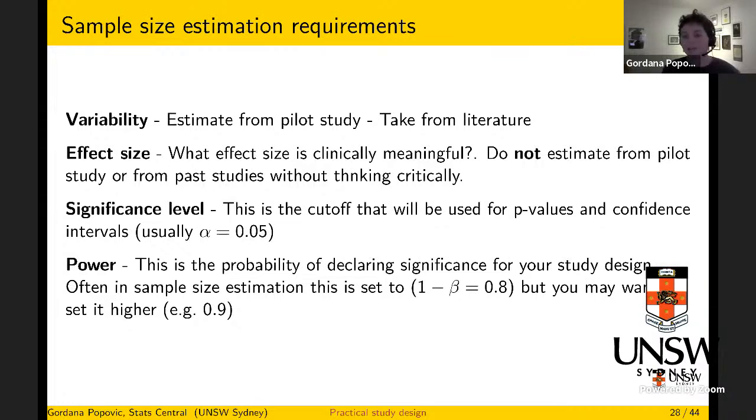The usual values that people use, especially for ethics, are either 80 or 90%, so 0.8 or 0.9. I would suggest 0.9, but I've used 0.8 in the examples. So what does this mean? It means that if I set my power to 80%, I want to be 80% certain that I'm going to be able to detect an effect of the size that I've specified.